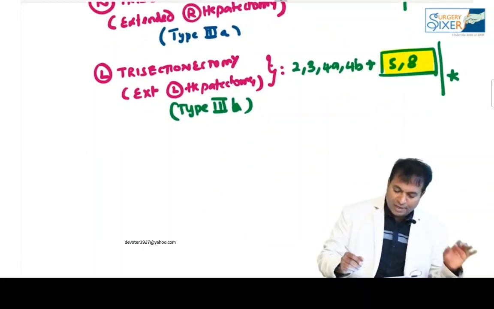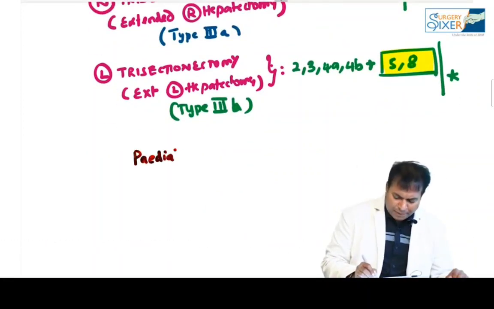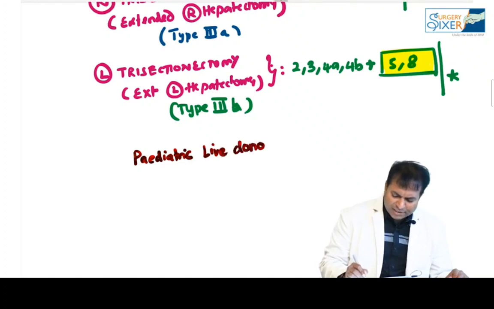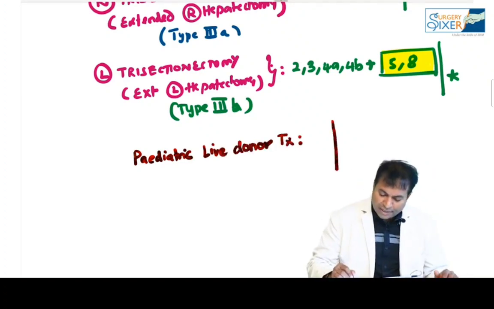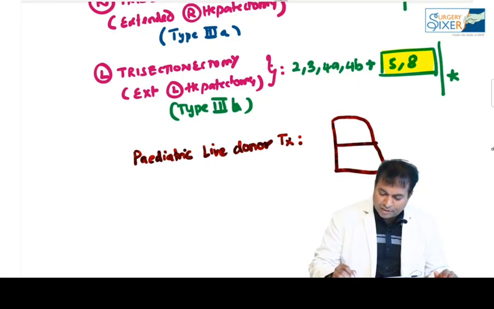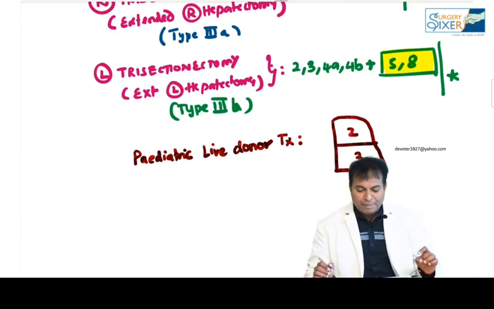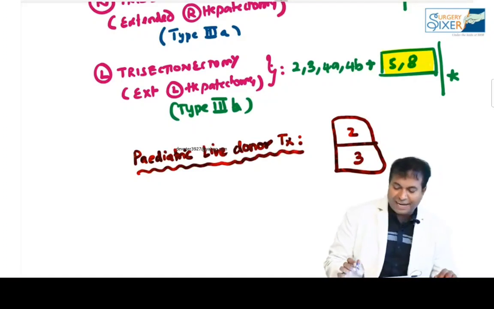So now that is one MCQ. For pediatric live donor liver transplant, what are the segments donated by the mother or father? For pediatric live donor transplant, the segments donated by father or mother are only 2 segments. What are they? Just 2 segments is enough for the baby. It is segments 2 and 3.